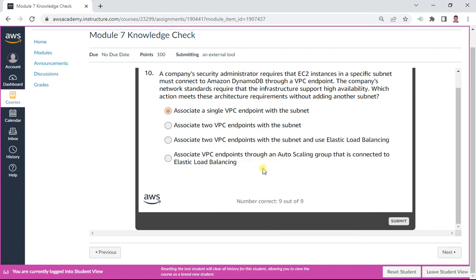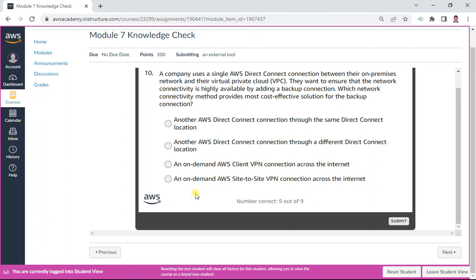Yeah. Last one. A company uses a single AWS Direct Connect connection between their on-premises network and their virtual private cloud. They want to ensure that the network connectivity is highly available by adding a backup connection. Which network connectivity method provides the most cost-effective solution for the backup? So this is an on-demand Site-to-Site VPN connection across the internet. That should be the proper one.